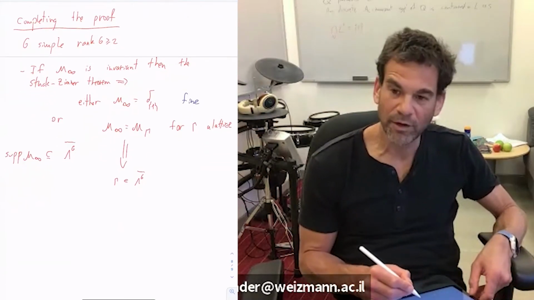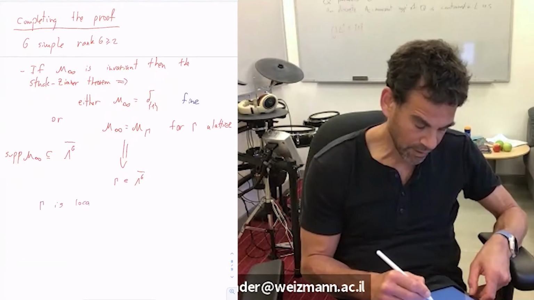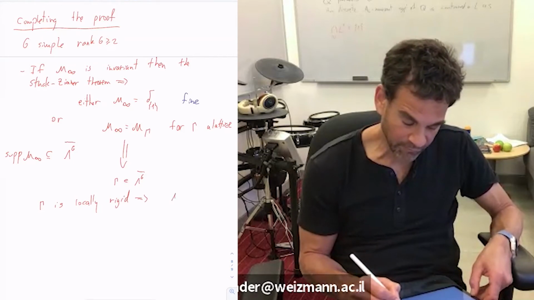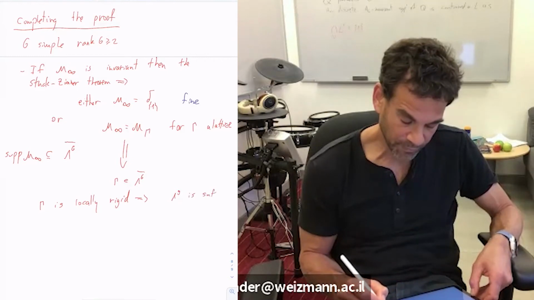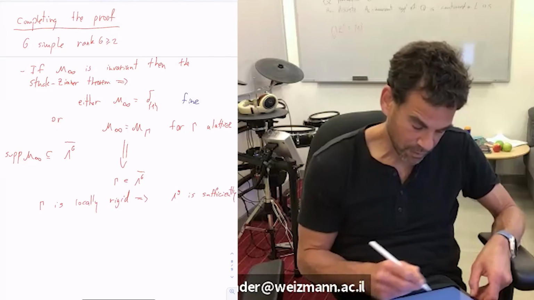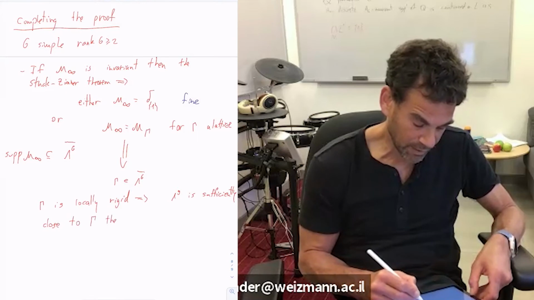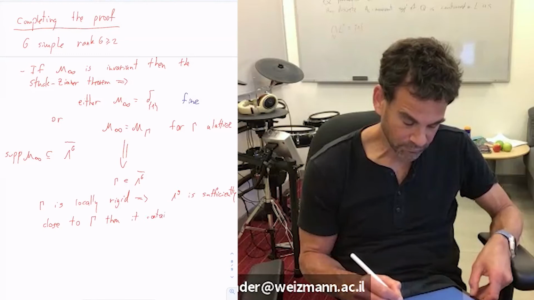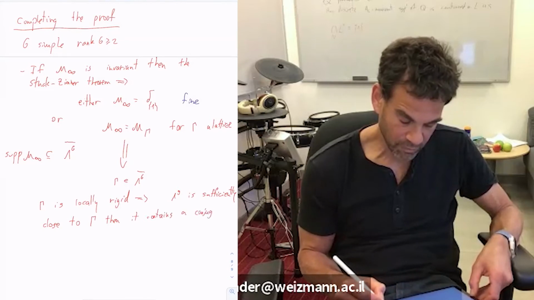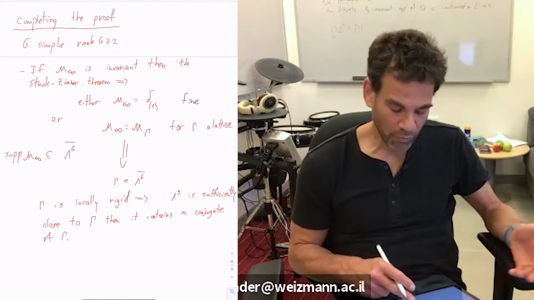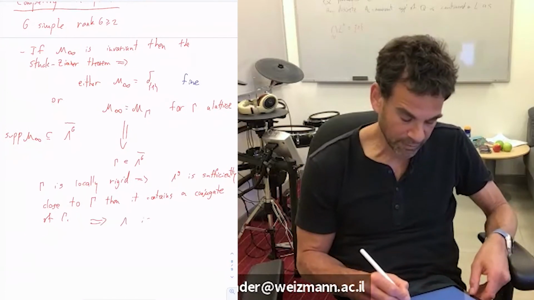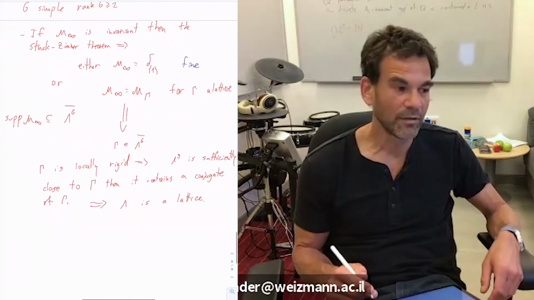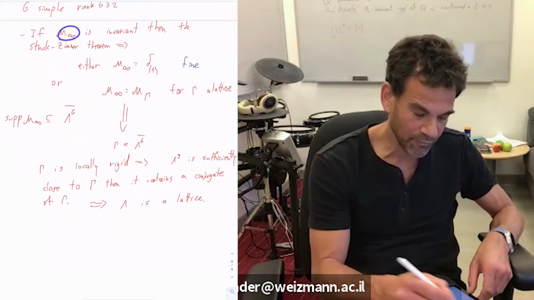But gamma is locally rigid. Gamma being locally rigid implies that actually if lambda to the g is sufficiently close to gamma, then it contains a conjugate of gamma. But if you contain a conjugate of a lattice, this implies that lambda is a lattice. A discrete group that contains a lattice is a lattice, and this is a contradiction because we assumed that lambda is not a lattice. Okay, that deals with the case that mu infinity is invariant when we apply Stuck-Zimmer.